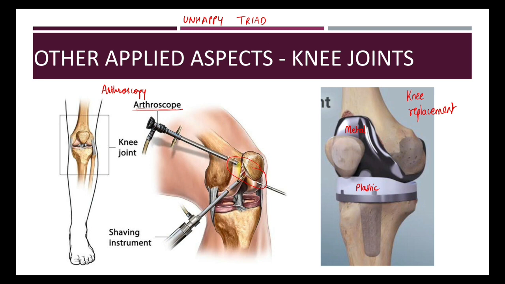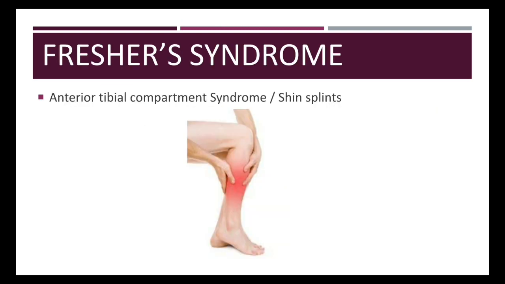So we are done with the knee joint. Moving on to the applied anatomy of the front of leg. The first one is anterior tibial compartment syndrome or shin splints or the freshers syndrome.